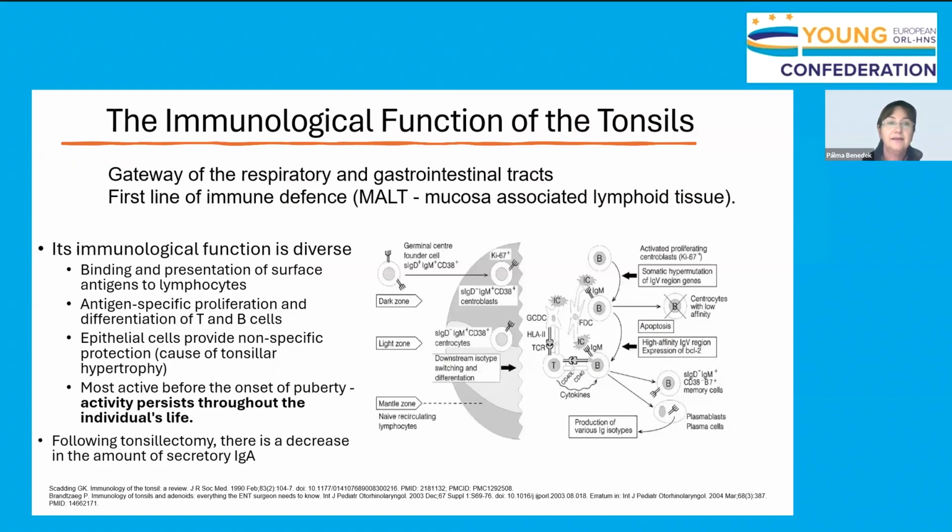The tonsils are placed at the gateway of the respiratory and gastrointestinal tracts. As we know, they are the first line of our immune defense as a part of the mucosa-associated lymphoid tissue with several immunological functions. They are most active before the onset of puberty. However, this activity persists throughout the individual's life. After tonsillectomy, the level of the secretory IgA is decreased, although it remains in the normal range.